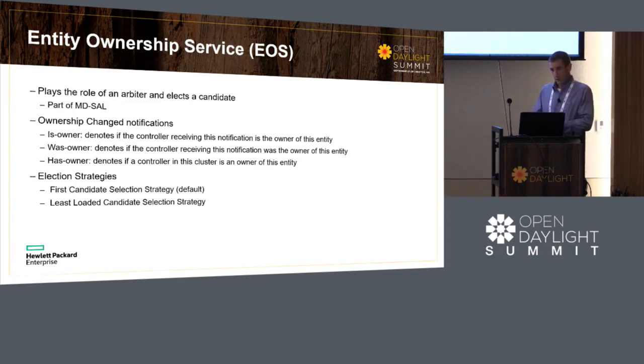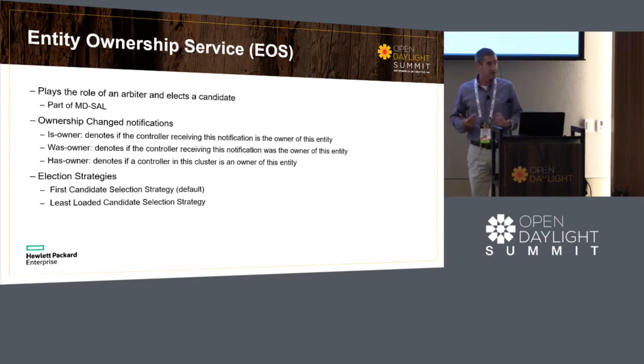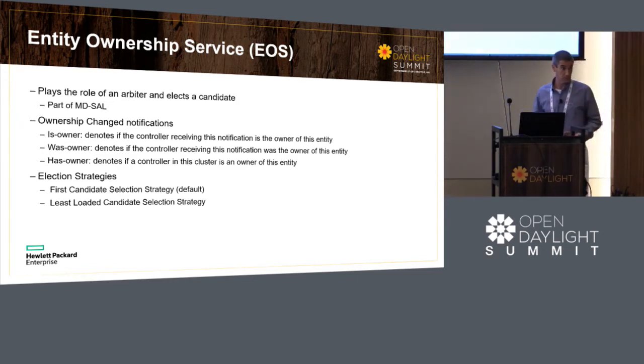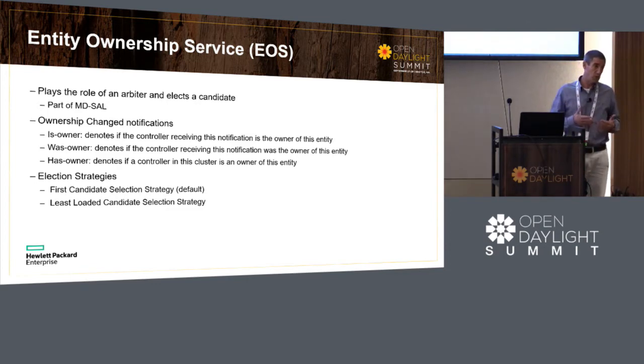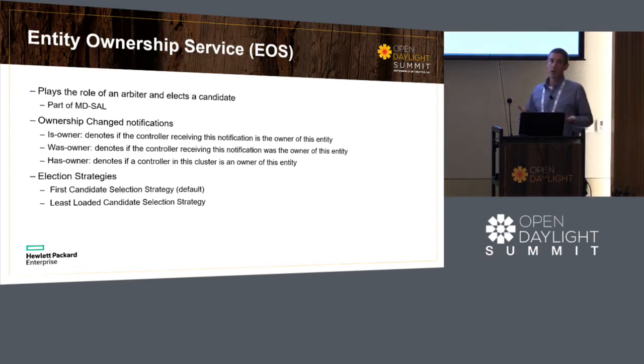And for entity ownership service, you can also define election strategies, meaning what happens if a certain owner fails. Okay? So you can just elect the next candidate on the list, or you can strive to get some kind of load balance decision. Okay? So maybe take a look at all the remaining controllers, see who owns more entities than the others, and select the least loaded controller, the controller with the least ownerships, to be the next candidate to be elected as the new owner of a certain entity.